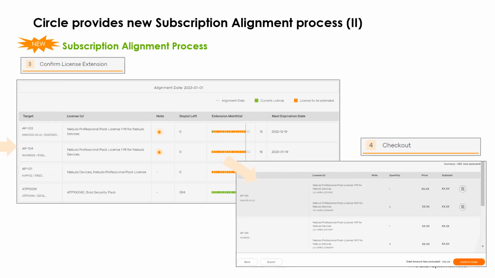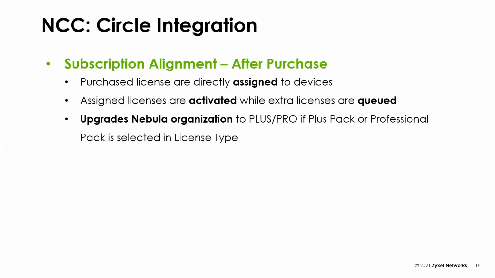Then you simply purchase the licenses you want. They will automatically be assigned to the devices. They will automatically be activated, or in the cases where you've got active licenses already, they will be added to the queue for that device. And we'll automatically upgrade the organization to Plus or ProPack, depending on the licenses you purchased, assuming that you're not already in that mode. So this dramatically simplifies what needs to be done to be able to renew your licenses.